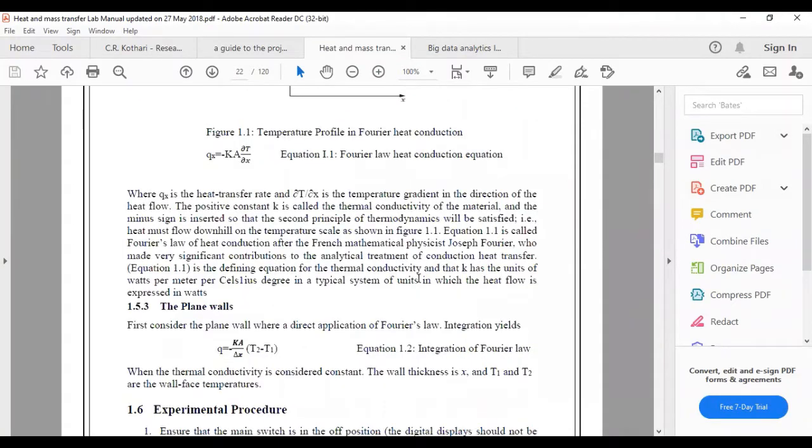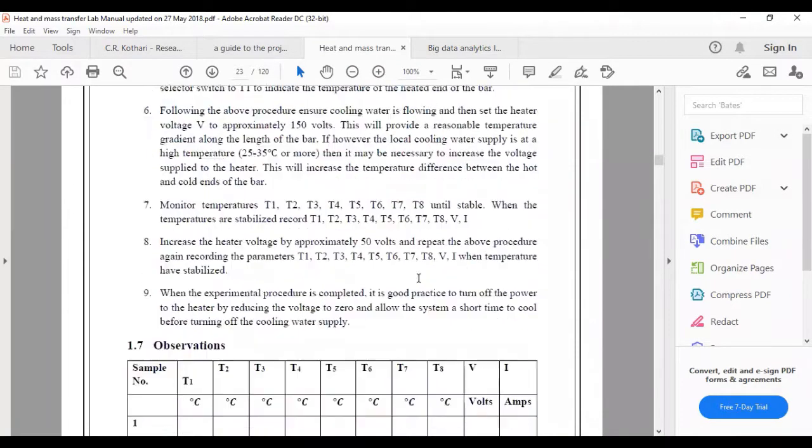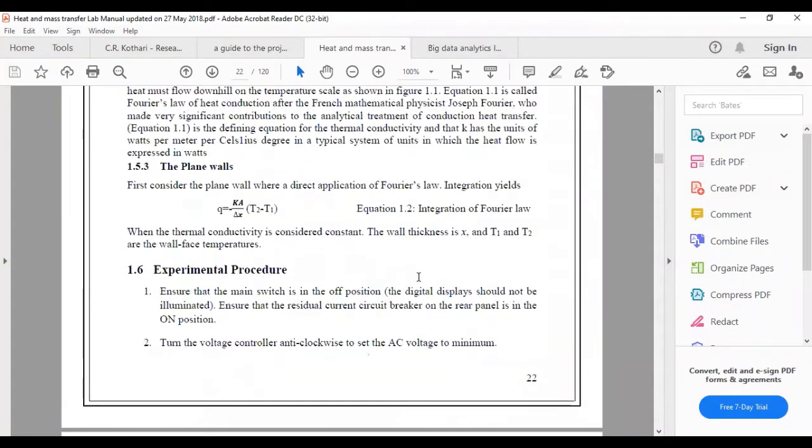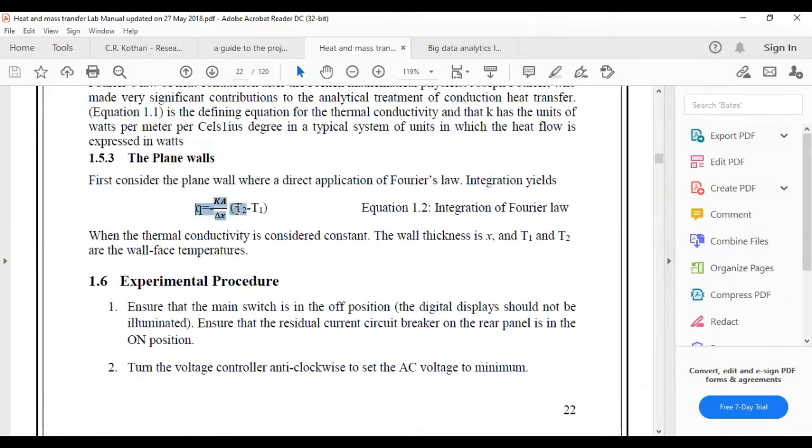Now we will learn the Fourier law equation. If we go through the theory, you can see this equation: Q is equal to KA over delta X into (T2 minus T1). This is called the Fourier law. In this equation, Q is the rate of heat transfer, A is the area, delta X is the thickness of the sample you are using, and delta T, or T2 minus T1, is the difference of temperature. K is a constant called the thermal conductivity.